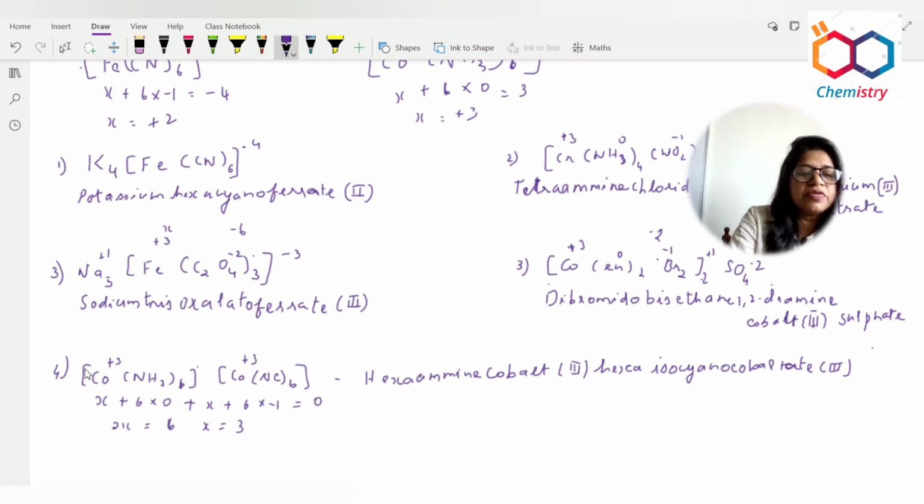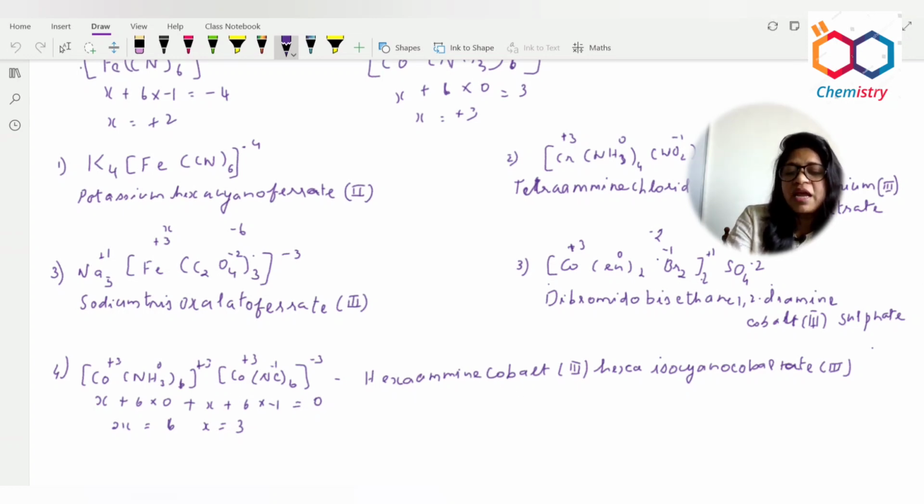Now why did I say negative here? The oxidation state of NH3 is 0, so outside the coordination entity you have +3. Here the oxidation state of CN is -1, so outside you have -6 plus 3, which will be -3. So that is why I said this coordination entity is negative. So the name is cobaltate. The first coordination entity is positive, so the name is cobalt.